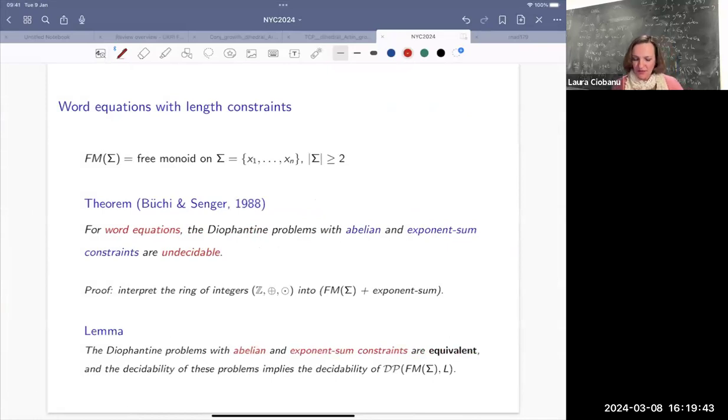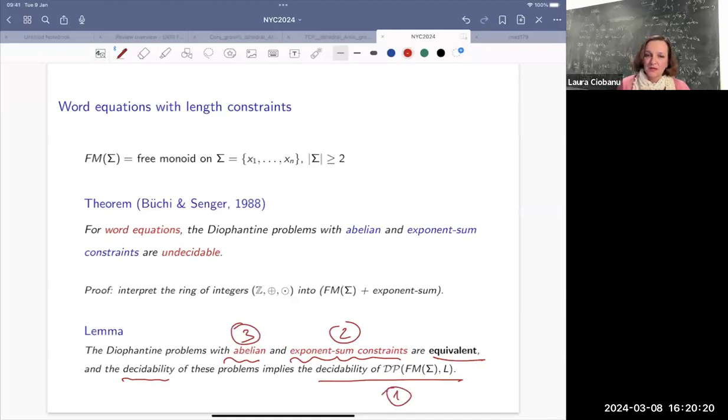Well, they don't state things quite this way, but they also, I think, more or less show that problems 2 and 3, so with abelian and with exponent sum constraints, are equivalent, meaning if one is decidable, the other one is as well, or undecidable. And if they were decidable, then they would imply that question number 1 is decidable. Okay, so this was question 2, question 3, and this is question 1. The 3 kinds of Diophantine problems.